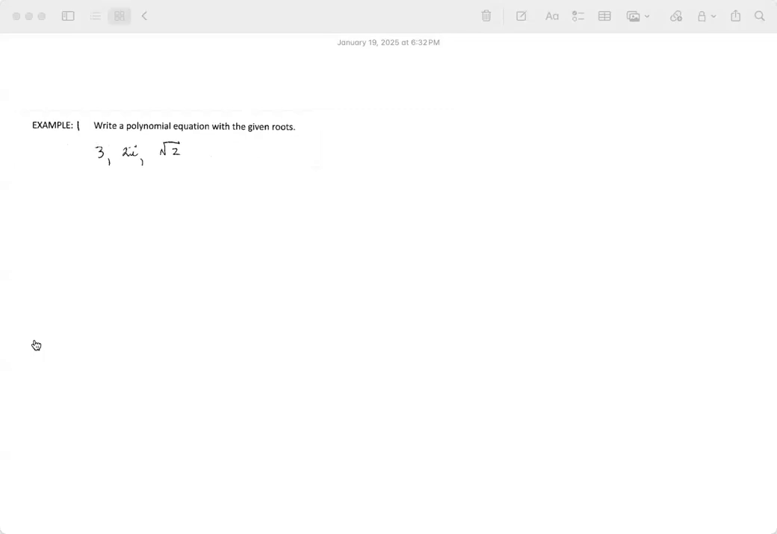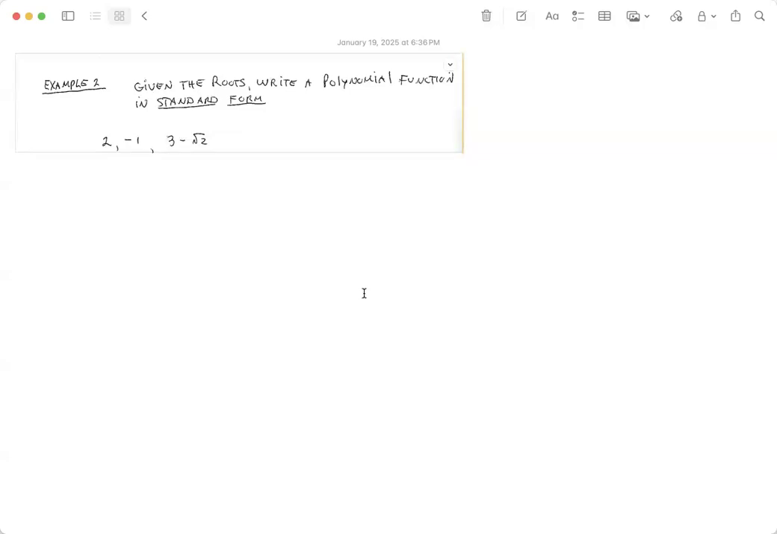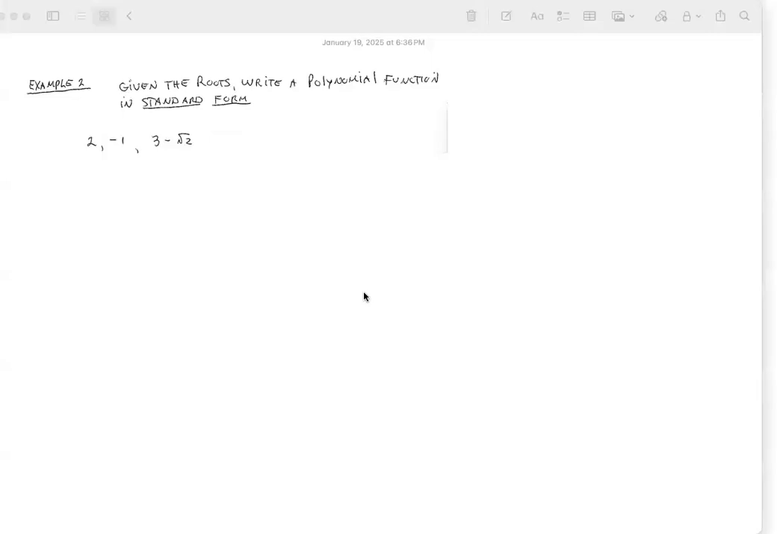So here, let's see. I'll give you one more problem. How about this? Guys, I would really like you to do it properly. Send the answer to me. This will be the only problem we'll do in this type. We are going to move on. Given the roots, write a polynomial function in standard form. The roots are 2 minus 1 and then 3 minus root 2. What degree polynomial is it first? 4. Good. So now can you go ahead?